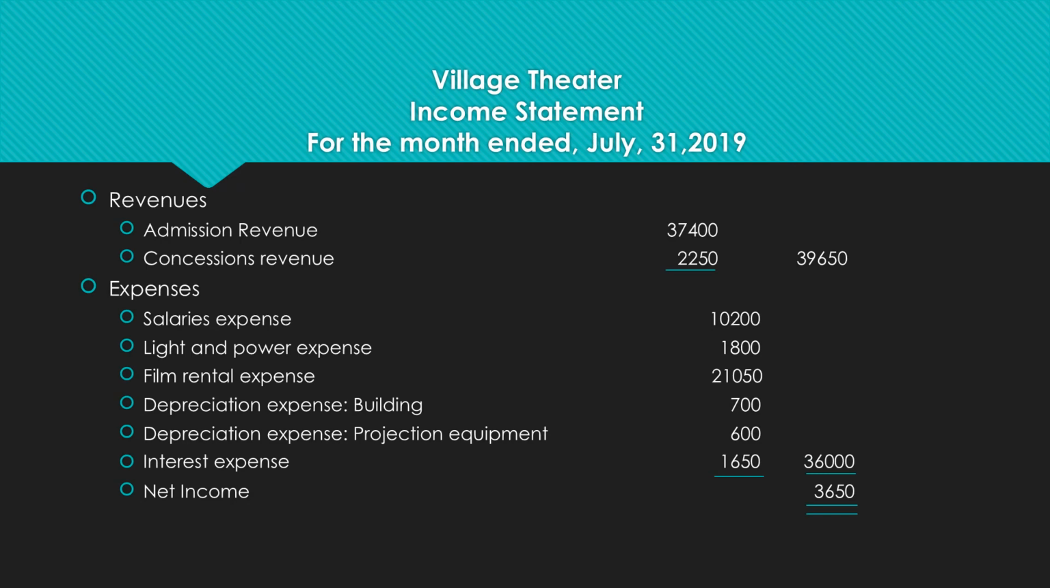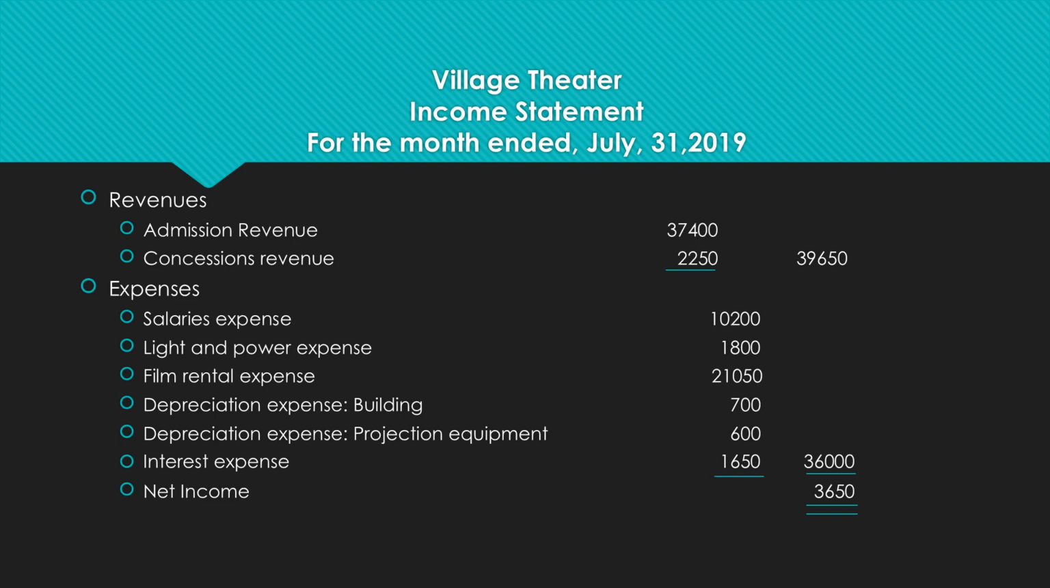In financial statements, first we prepare the income statement. For preparation of the income statement, we take revenues from the adjusted trial balance and then expenses from the adjusted trial balance. Revenues given on the credit side of the adjusted trial balance: admission revenue 37,400, concession revenue 2,250.